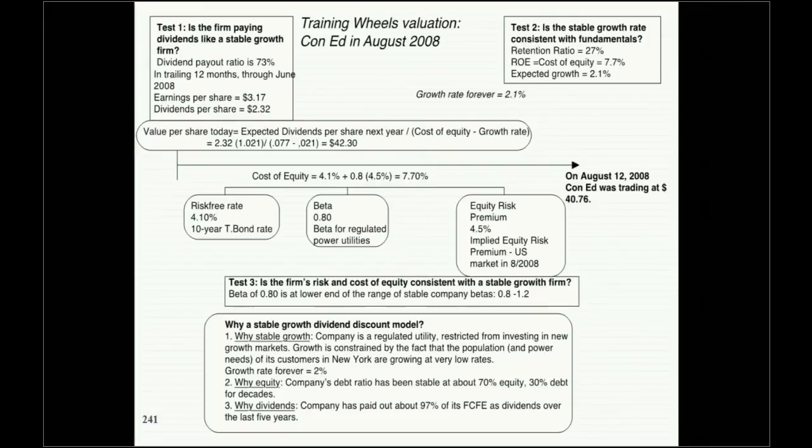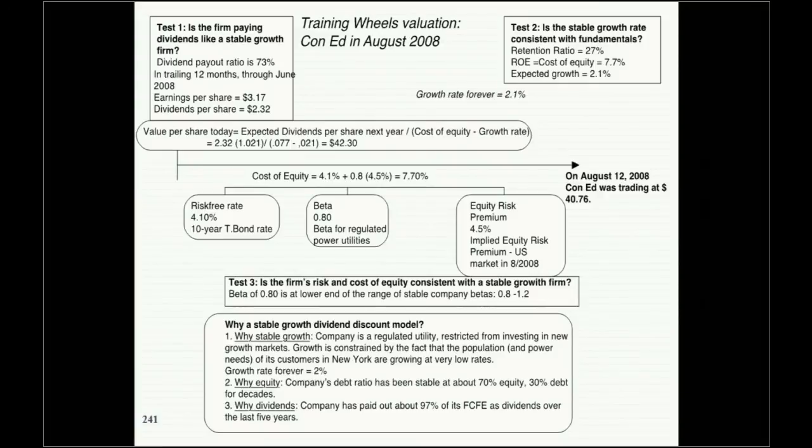First is, if I'm going to use the dividend discount model, I want to make sure this company is paying dividends like a mature company. What do I mean by that? If I saw the payout ratio be 10% or 15%, I can't use a stable growth dividend discount model, because that dividend payout ratio is not consistent with a stable growth rate. For Con Ed, that number in 2008 was about 73%. So it pays out almost three quarters of its earnings as dividends. So test one passes. It looks like a mature company in terms of how much of its earnings it pays out as dividends.